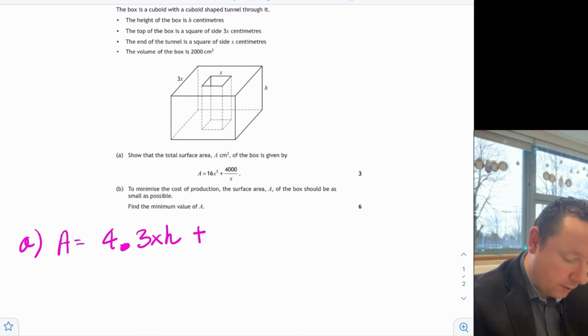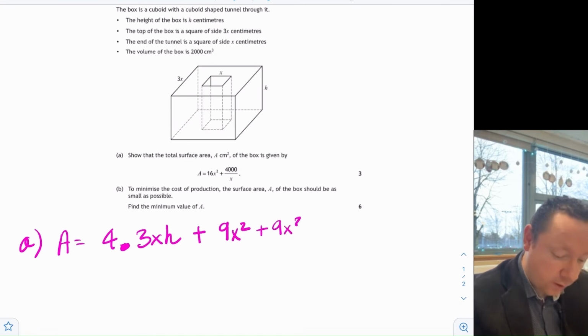So my top is going to be 3x times 3x, so that's 9x squared, times that by 2, so plus another 9x squared, just to be clear, or 18x squared straight away. But then you've also got a hole in the top, which is x squared by x squared, and I've got 2 of them, so take away 2x squared straight away.